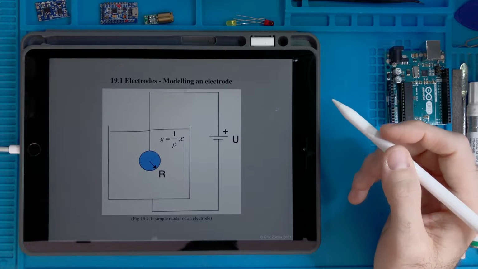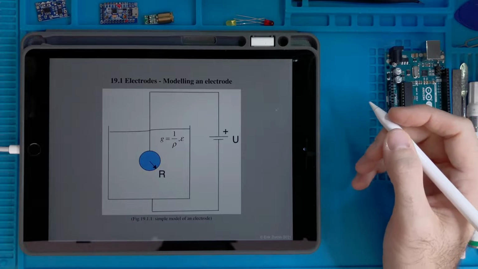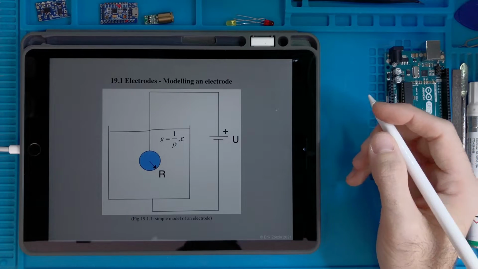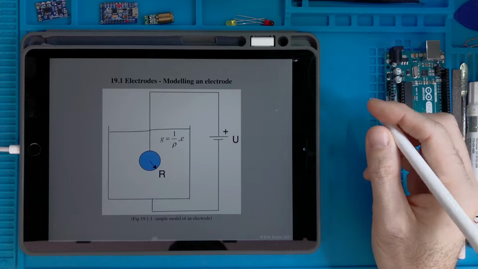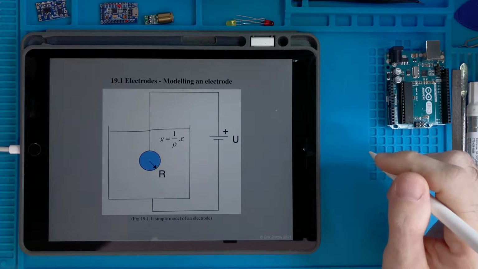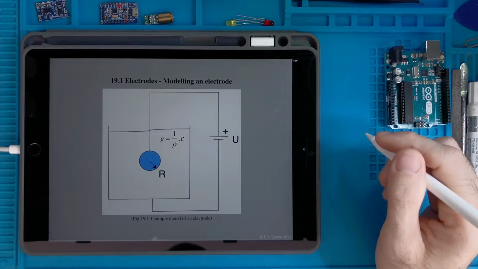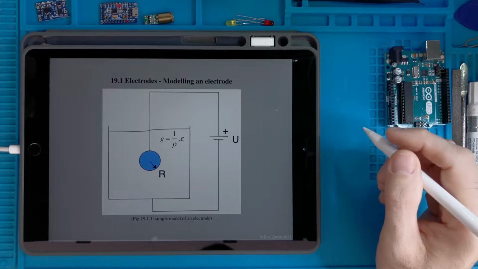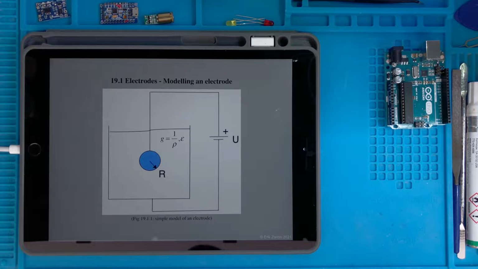So we want to understand one concept which is very important in neurophysiology, which is the concept of impedance of an electrode. And for this we make a model, a simplified model of an electrode, just to be able to understand what this impedance means and the consequences of the value of this impedance.